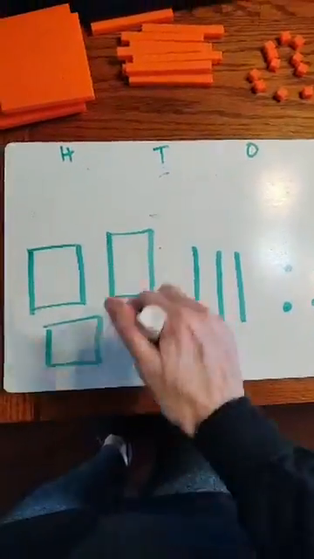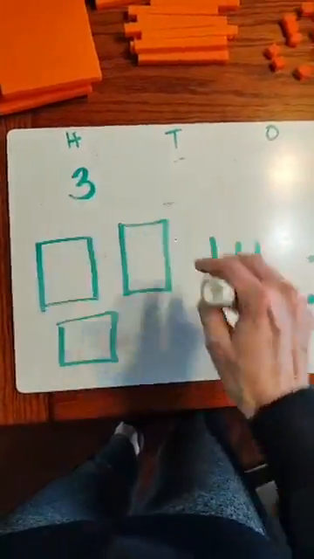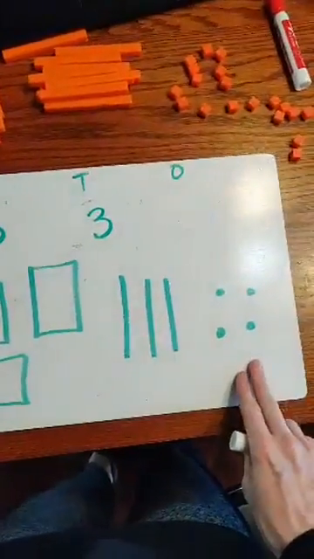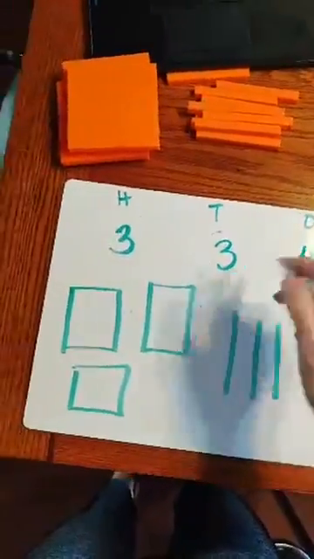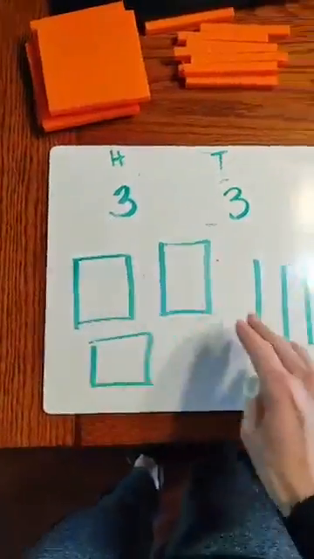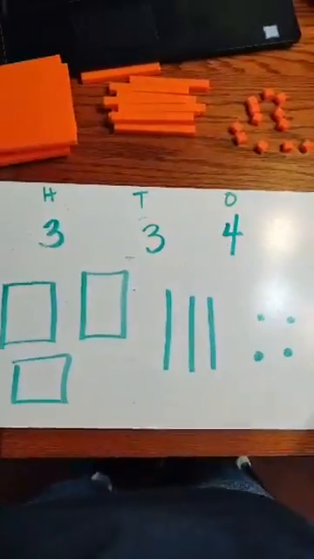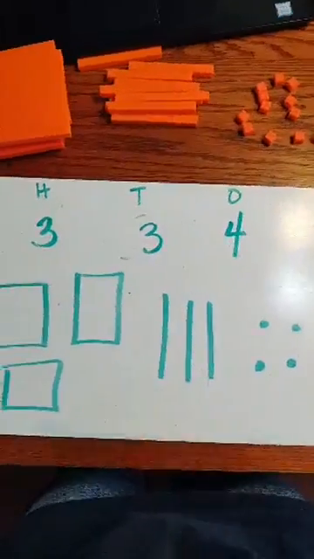Okay, so how many hundreds? Yes, 3. How many 10s? Yes, 3. How many 1s? 4. We have 300, 10, 20, 30, 4. Okay, so that's a way to practice that at home.